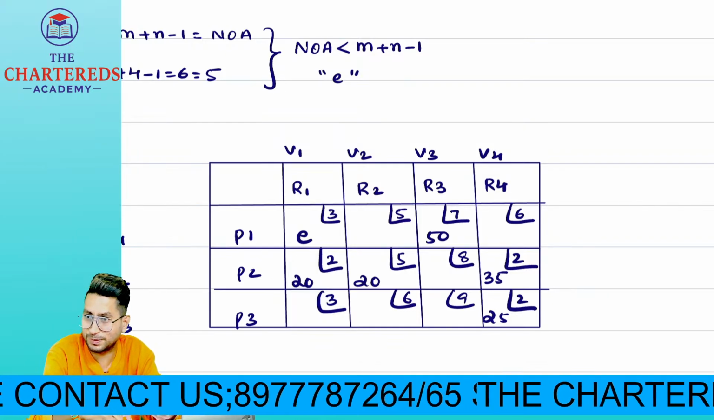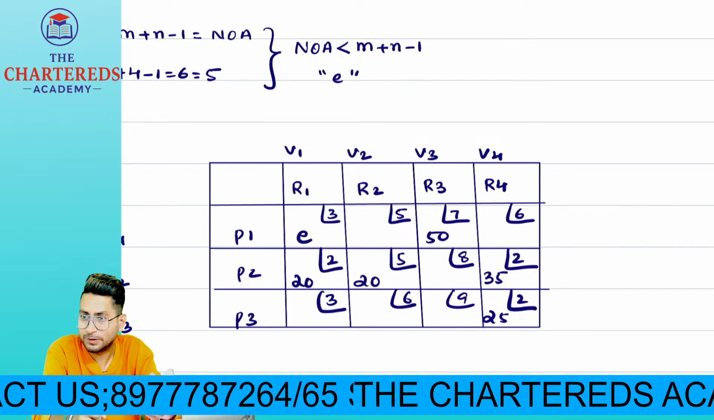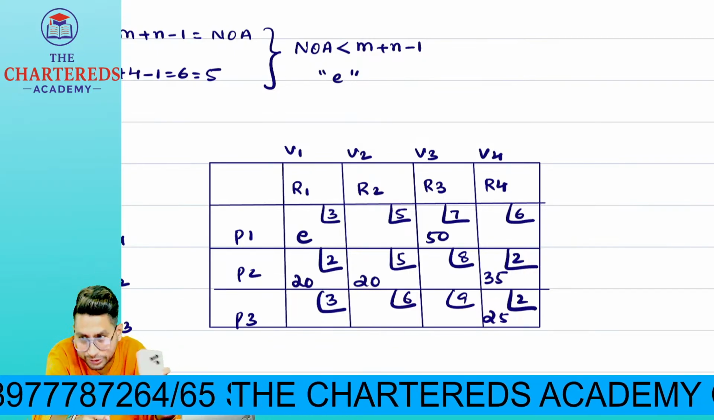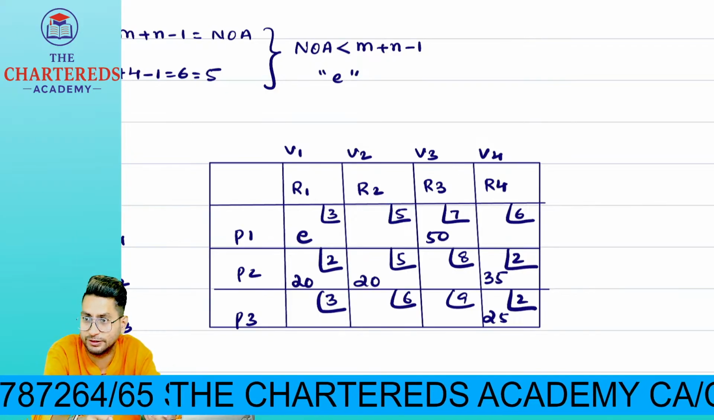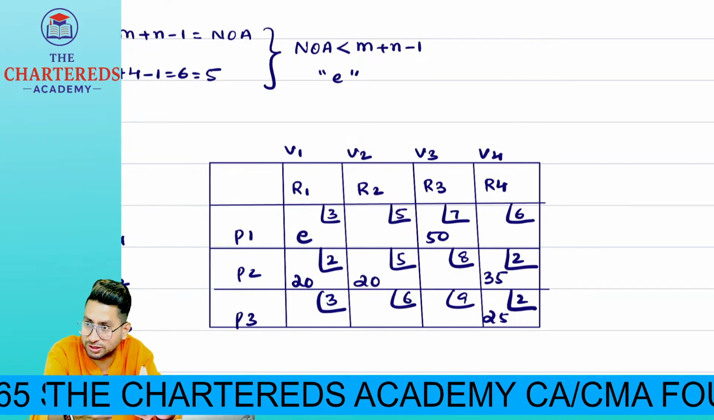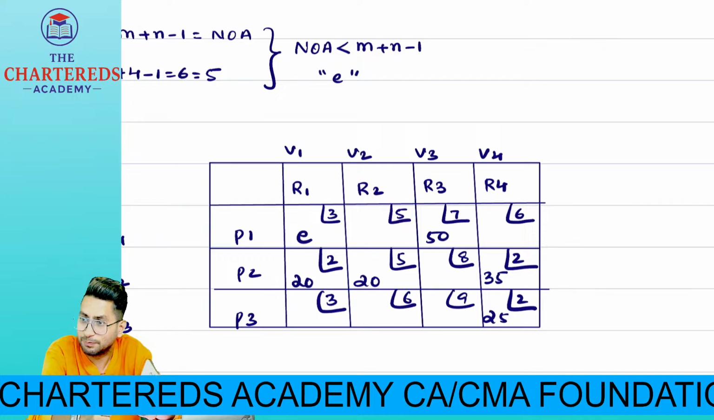Imagine negative values come in this also. Again, what do you have to do? Again create a loop. After creating a loop, check for m plus n minus 1. Again do the same ui vj, cj minus ui vj. Again if you get negative, then you have to keep repeating this procedure till all the values of cj minus ui vj are positive or 0.